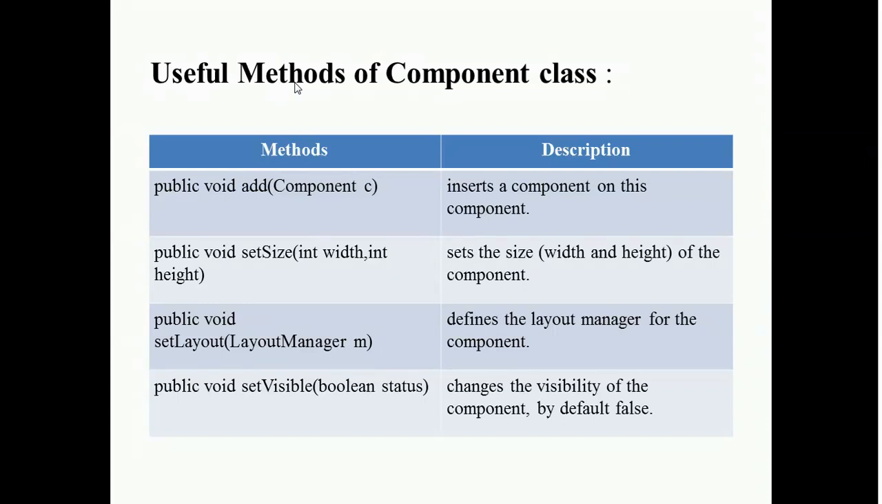And the fourth method is set visible. The syntax is public void set visible and the parameter is boolean state. This method is used to change the visibility mode of the component and the by default mode is false. The boolean status value is true or false, and by default the value is false.